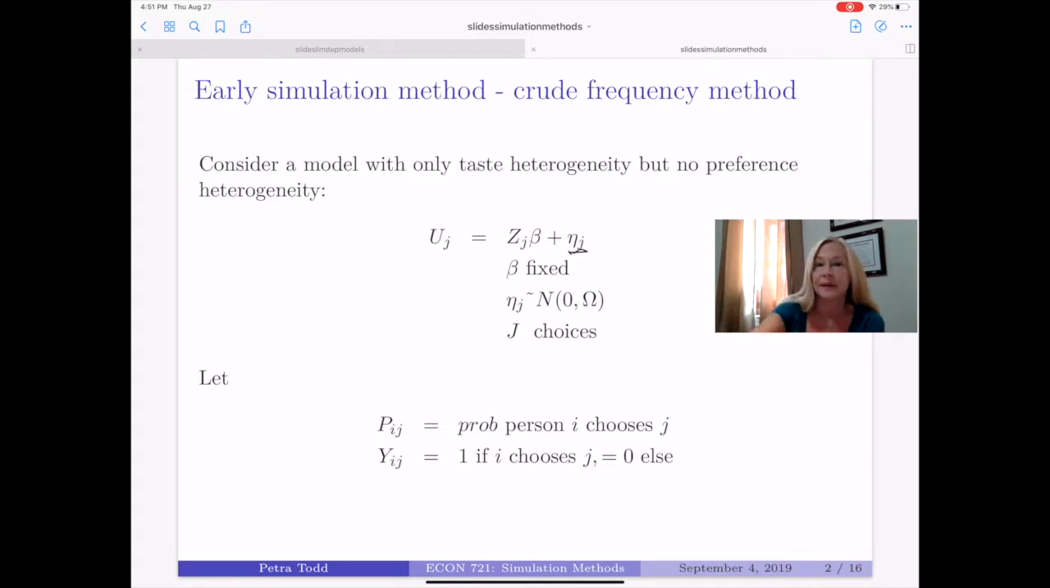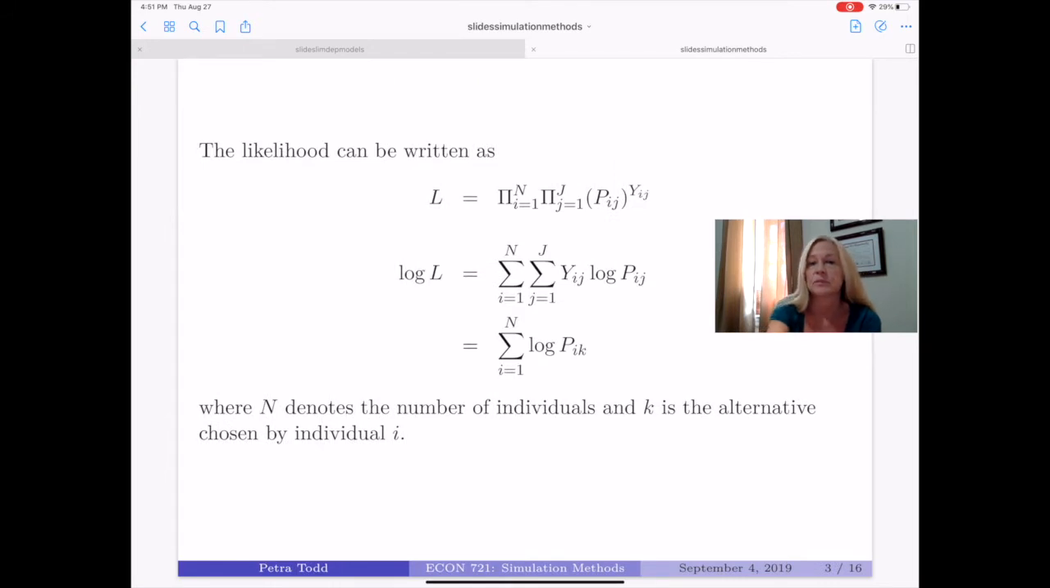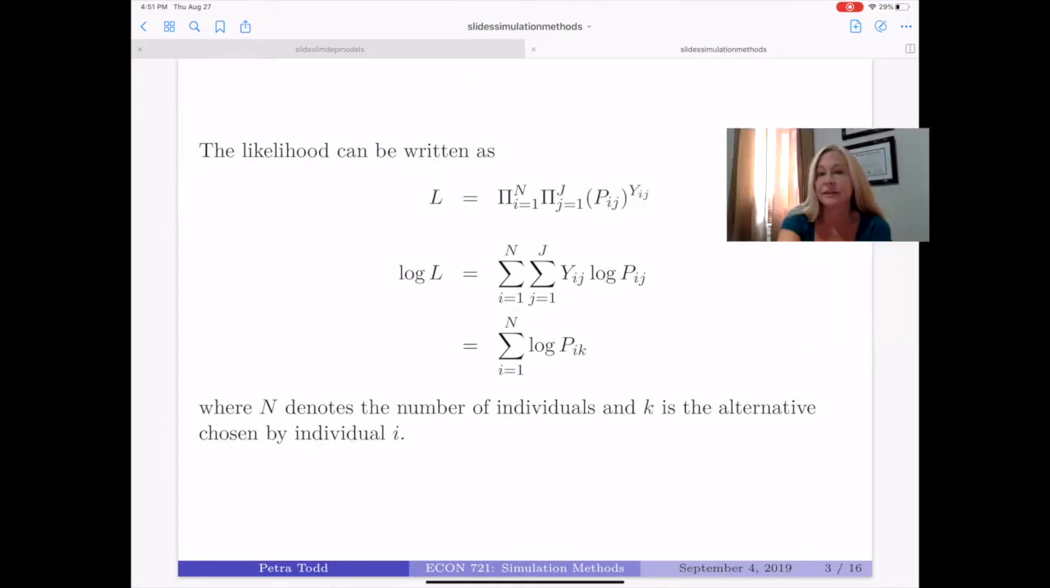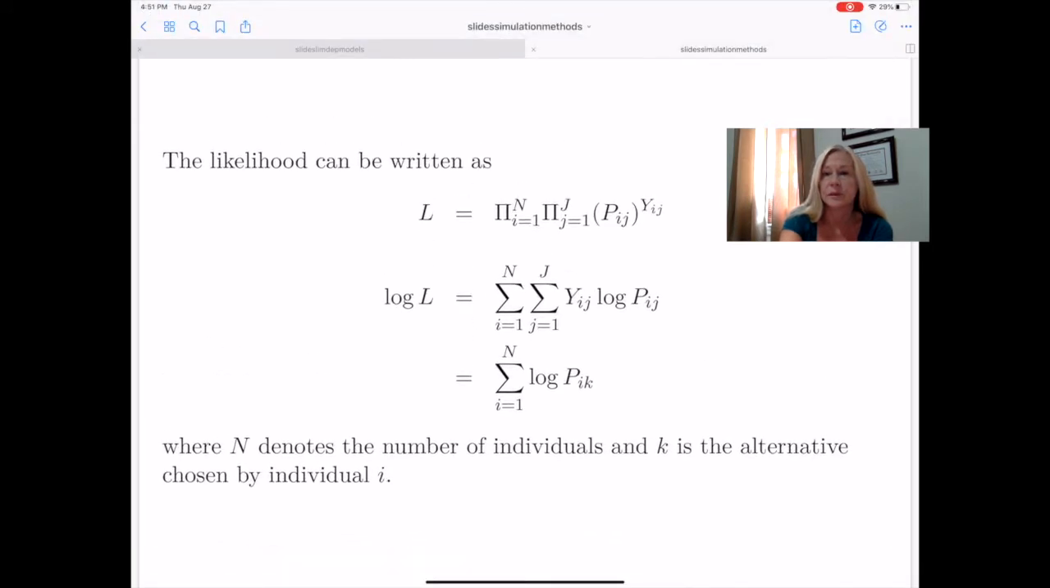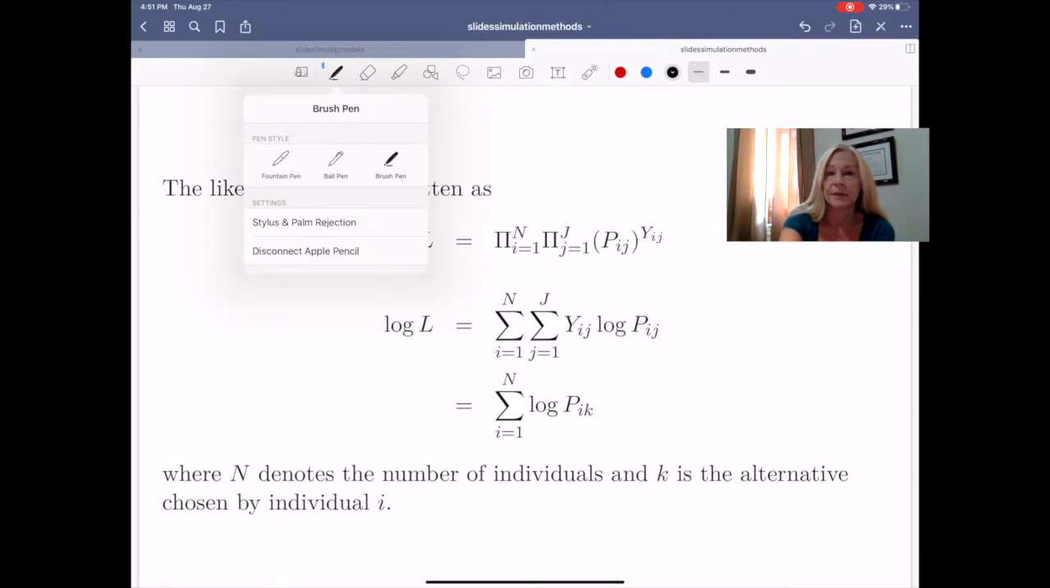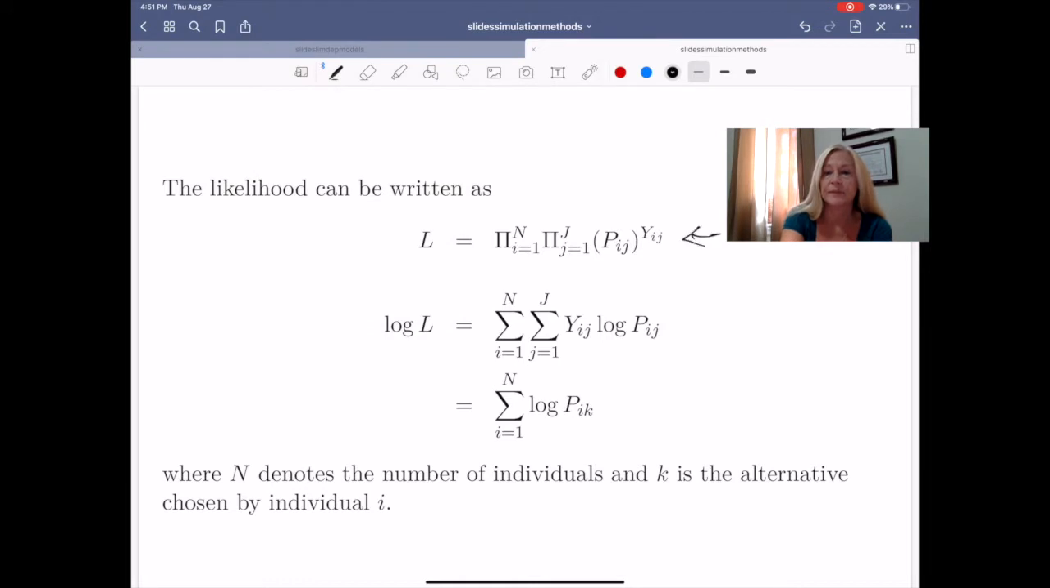P_ij is the probability that person i chooses j, and y is an indicator, which is 1 if i chooses j. And so we can write the likelihood this way. This is the likelihood. All right, and so P is the thing that we want to simulate. How to simulate this probability, because it could be multiple integrals.